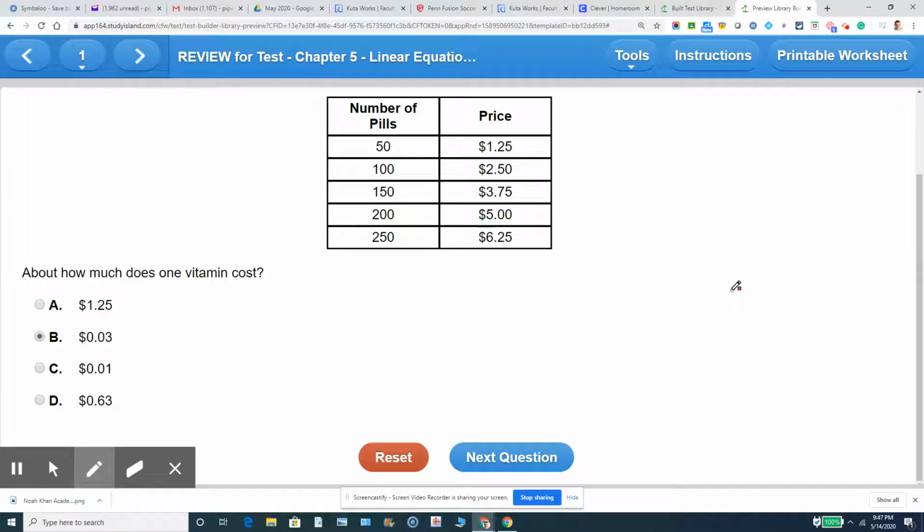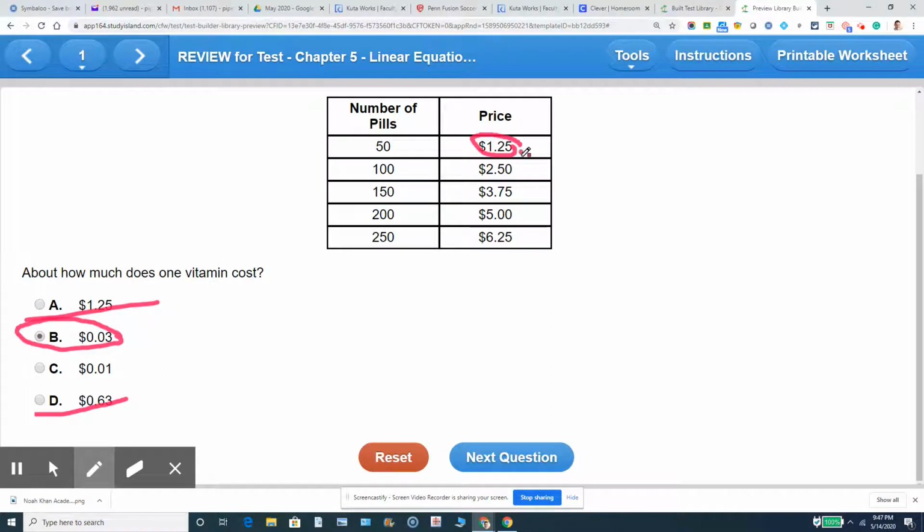Everybody. So we're going to go over all problems from your review assignment on your test for linear equations. So make sure you're paying close attention. Well, you can probably look at this answer and kind of know what it's going to be. Basically, if there's 50 pills and the price was $1.25, it certainly can't be this one or that one. So it's either going to be 1 cent or 3 cents, and that's actually the most logical.